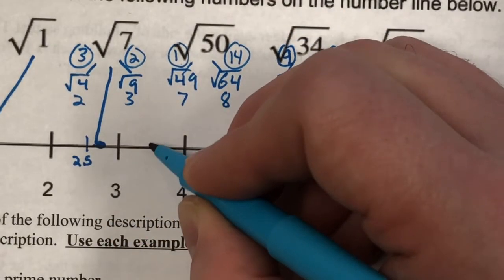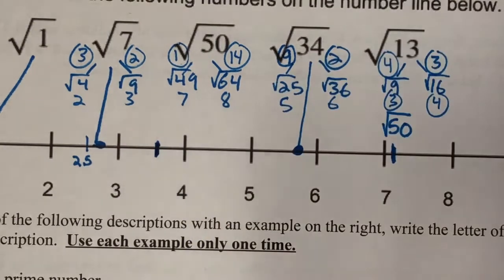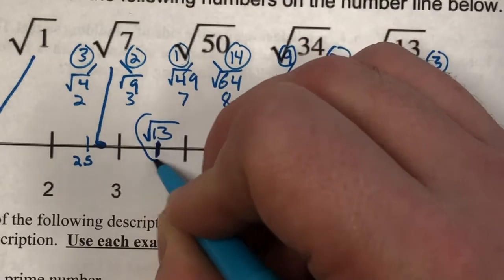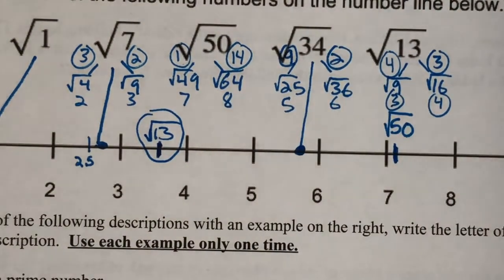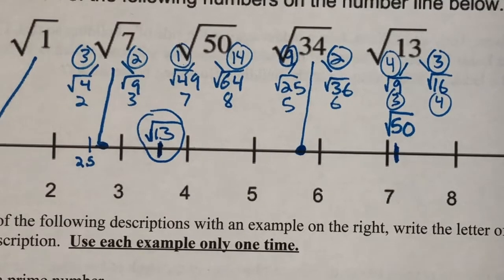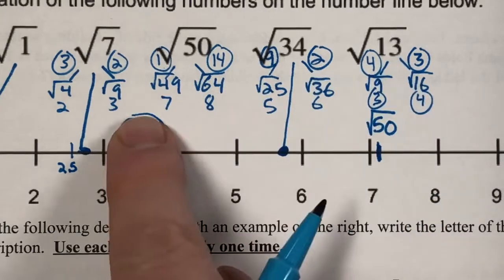Here's my middle point, but I have to go a little bit past that. So that'll be where my square root of 13 is for that one. So make sure you, once again, mark it on the number line by drawing a line, or you can just mark it and then put that square root above it.